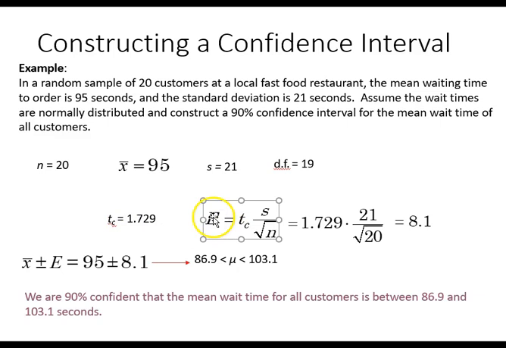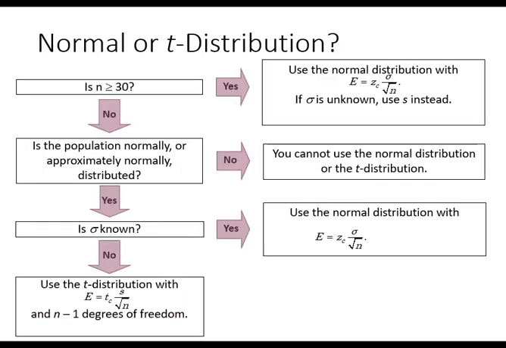So to calculate e, we use this formula where we have the t value times the sample standard deviation divided by the square root of sample size. So that's 21 over the square root of 20, and 1.729 times that number is 8.1, or 8.1 seconds. So with the 95 as the mean, our interval being 8.1, we can find the left and right point by adding or subtracting 8.1.